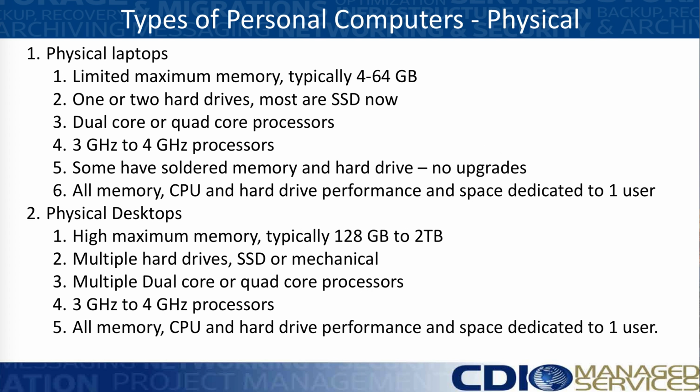So in order to understand how to measure performance in computers, we need to understand the types of computers that are out there. There's physical laptops, and they may have one hard drive. They may have limited memory, usually anywhere between 4 and 64 gigs of RAM. They may have dual-core or quad-core processors. Some, like MacBooks, have memory soldered on the motherboard, and also the hard drive soldered on the motherboard. So you cannot do any upgrades, something to keep in mind. And all memory and CPU and space on the hard drive is dedicated to one user. It's very important. Only one user uses this machine.